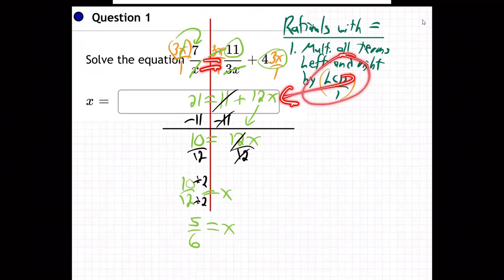That's different than when we don't have an equal sign. If we don't have an equal sign, then we don't have a left and right. We have to do top and bottom to make the denominators the same. So there we go.